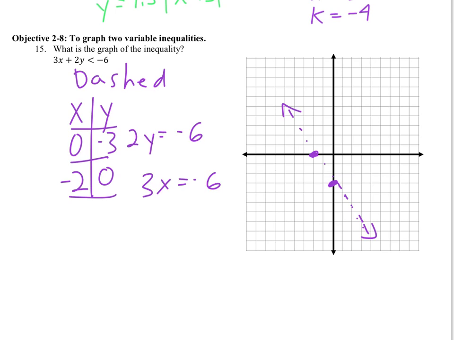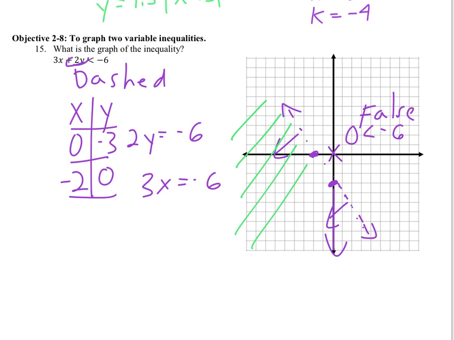Now, a couple different ways to figure out where to shade. You could test the origin, which if you test the origin, you get 0 is less than -6, which is false. That means the other side must be true. Or we can use the trick of looking at our y value in our function. The 2y is less than, so again it's a positive 2y, that would tell us to shade down the y-axis. So whichever way you figure that out, you would shade this side of that line.